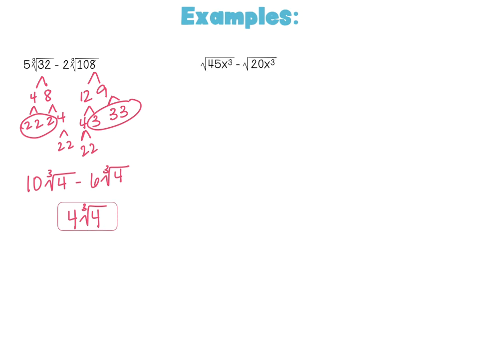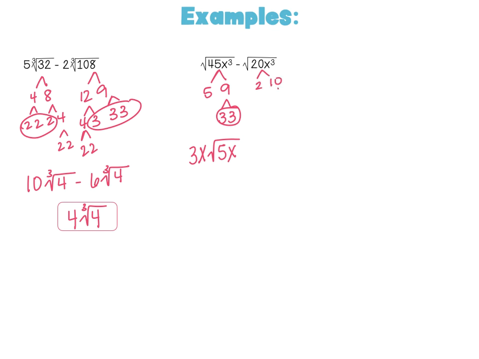Next example. Again, they do not match, so I need to use my factor tree and simplify first. I need 2 of the same number because it's a square root. 3 goes on the outside with a 5 left over. And then, of course, I do need to look at my variables. I need a group of 2 with those x's. I've got 3 of them. I can make one group of 2 that gets pulled out with 1 x left over.